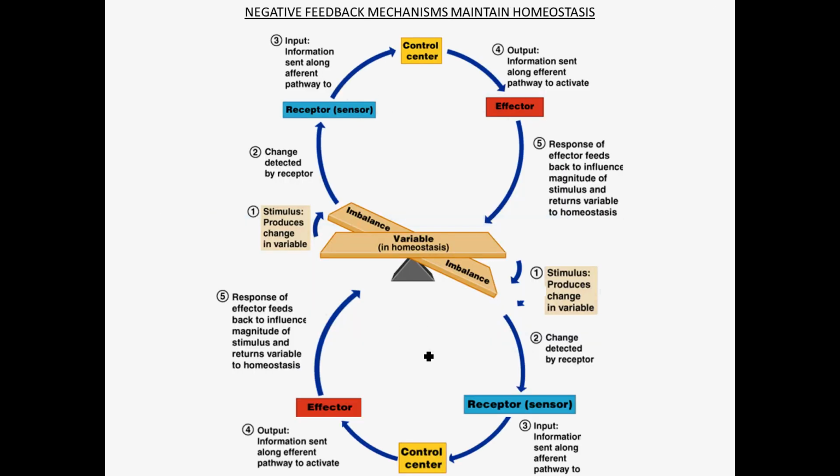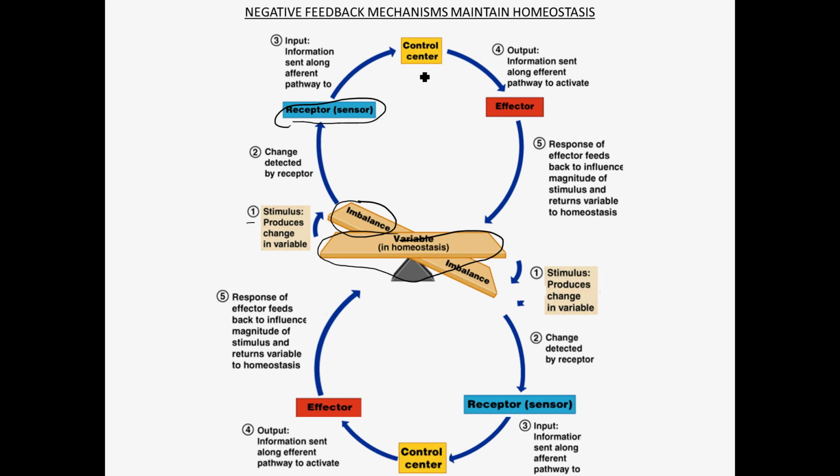So negative feedback mechanisms, again, are the ones that maintain homeostasis. This is from your text, and what we see here is a visual of what's happening. So this is our variable in homeostasis. We notice that everything is kind of balanced here, but if we have an imbalance, that is, we are approaching the upper level, something is becoming too elevated, that stimulus will then stimulate receptors, so we have receptors that detect that approaching the upper limit.